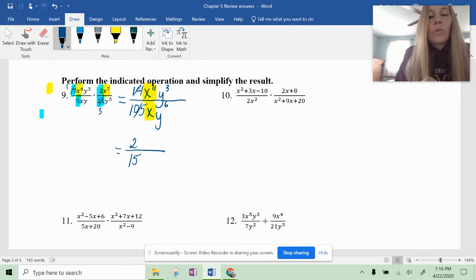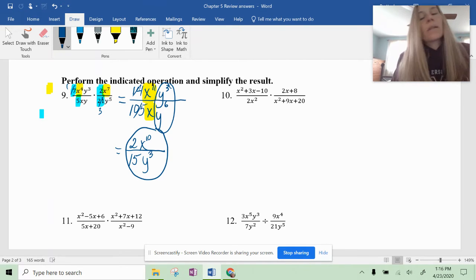Now, as far as the x's are concerned, we have 11 on the top and just the 1 on the bottom. So you would subtract those exponents. 11 minus 1 leaves you with 10 on the top. And then the y's, you have 6 on the bottom, 3 on the top. So I always put my answer where the bigger number was. So 6 minus 3 is 3. And so this would be my resulting simplified answer for that one.